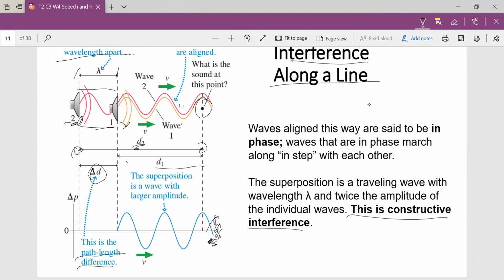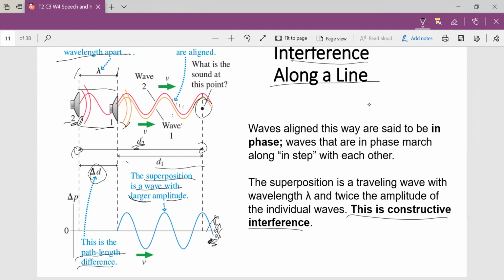So the trough coming to the trough, the crest coming to the crest, made the amplitude larger than the individual amplitude. So the superposition of the two waves made the amplitude larger than the individual amplitude of this wave. It's a sum. Remember the principle of superposition that we talked about, the sum of the two.